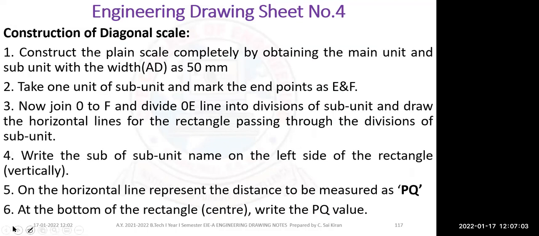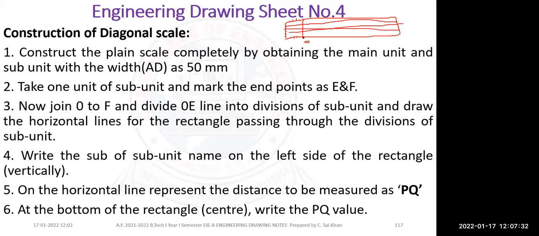So this is a complete explanation. This is my scale, and this is my first division, 0. Then I'm dividing all the points. Don't draw the vertical lines in this scale. Next, I have to divide this into 10 equal parts. Then I have to draw all the horizontal lines.